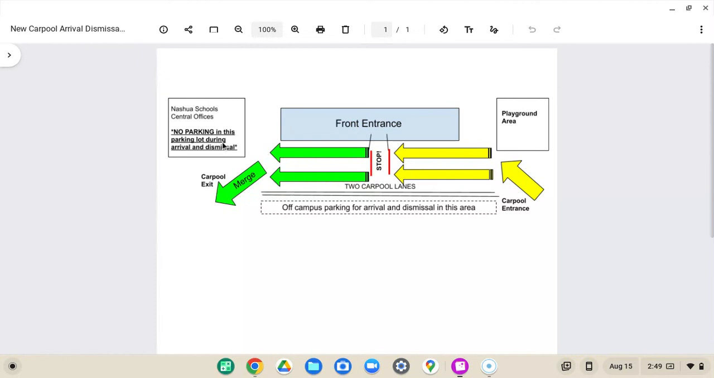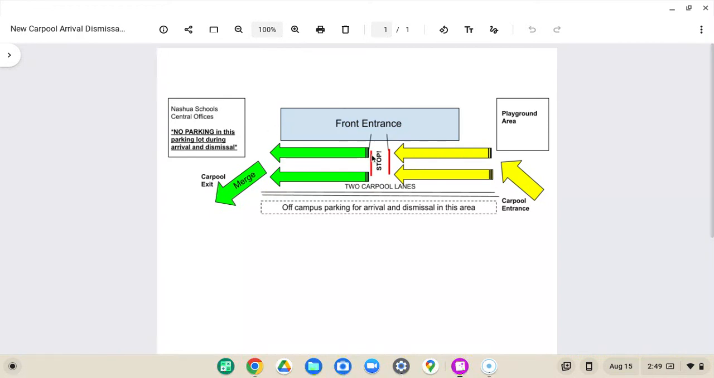Please do not park at central office parking. That is for central office and central office visitors only. It also creates an unsafe situation when parents are coming in and out of there and intermingling with the carpool that is coming out very strategically from campus. So please do not park morning or afternoon at central office parking.